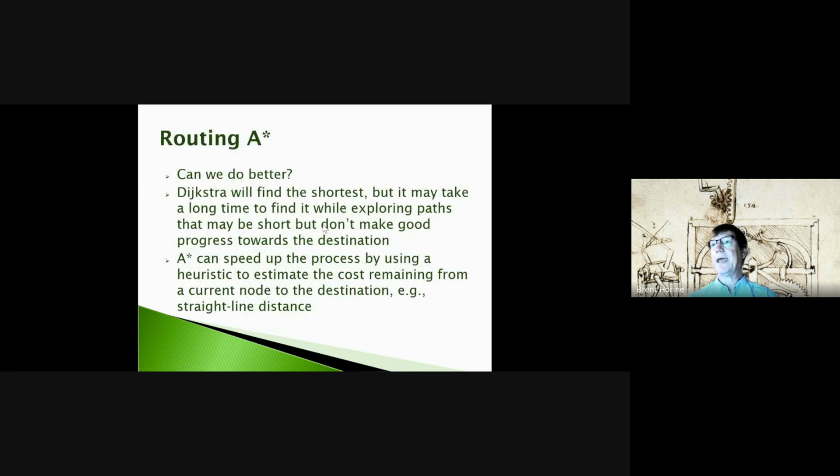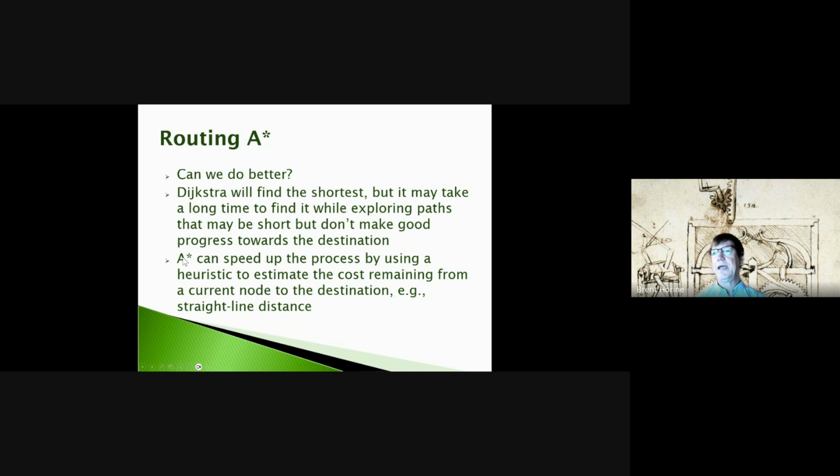All right, so can we do better? Well, Dijkstra will find the shortest, but it may take a long time to find it while exploring paths that may be short but don't make good progress towards the destination. So depending upon how it's all constructed, the problem that you're trying to solve, in our case, which roads go where and how far out of the way, do you end up with some dead ends and whatnot?